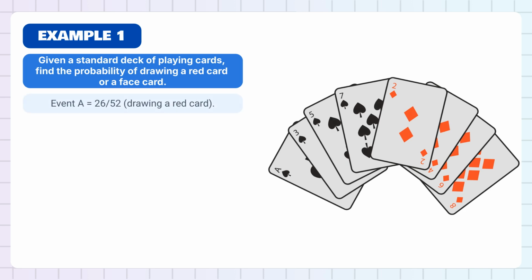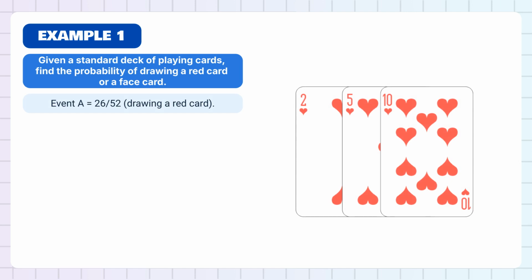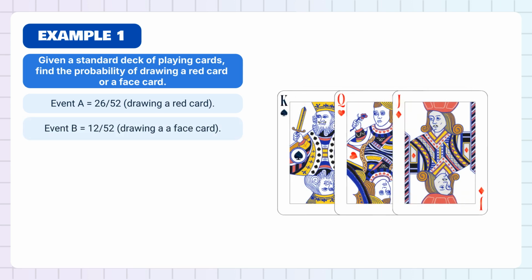Let's say event A is drawing a red card. The probability of this would be 26 out of 52 since half the deck is red. Event B is drawing a face card. This is 12 out of 52 since there are 3 face cards in each of the 4 suits.